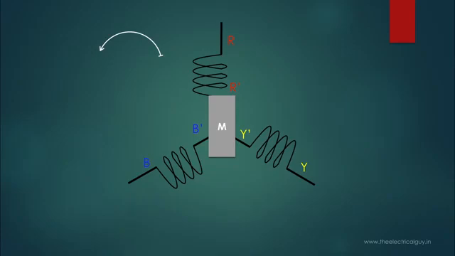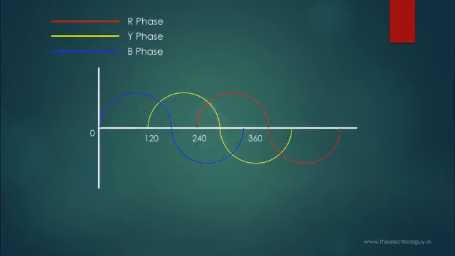As we have changed the direction of rotation of the magnet, the sequence of reaching the peak values will also change. Now, winding B will reach its peak value first, and then winding Y, and then winding R. So my phase sequence now is B, Y, R. Of course, changing the direction of rotation of the magnet is not an option for the end user.